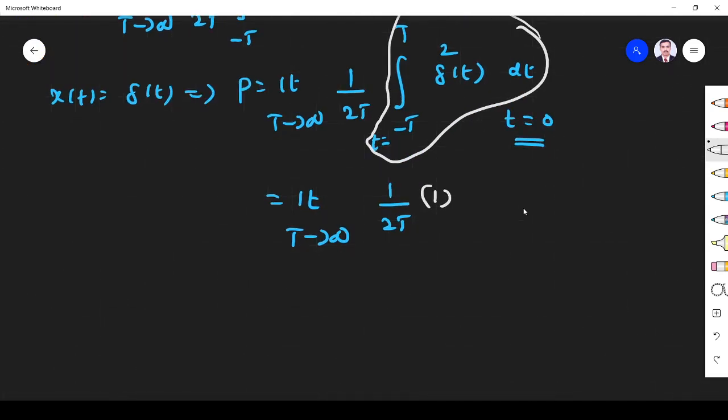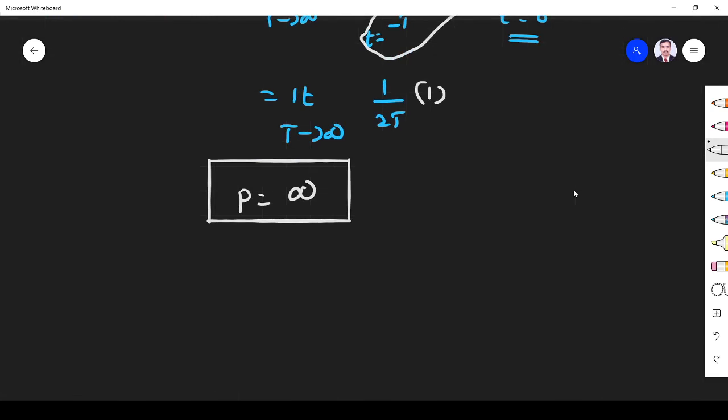So now you see what is the power. When T tends to infinity, 1 by infinity will become infinity. Power is infinity. What about energy?